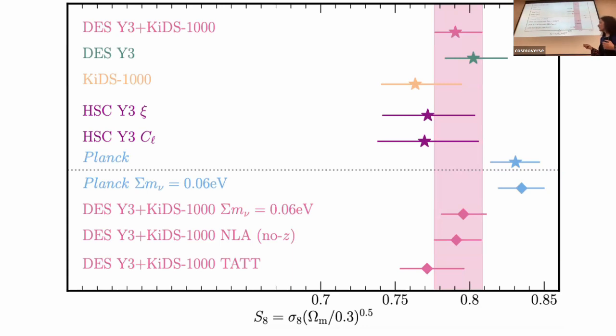And this is the model that DES had used. It's called tidal alignment tidal torquing, TATT. So when you use the NLA without any redshift dependence, which is what KiDS have used, you don't get any difference between the results. So it's this point here. But once you shift to TATT, which is the more complex model, you shift the results downward by about a sigma.